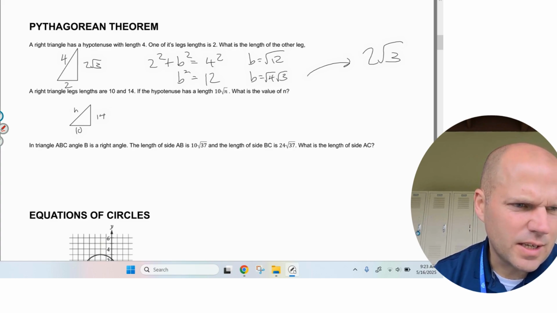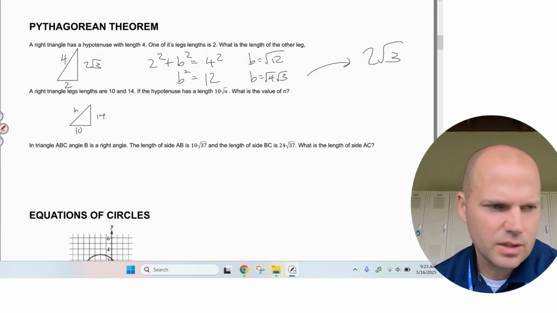Colin Morikawa has got to stop double bogeying 18. Goodness gracious.